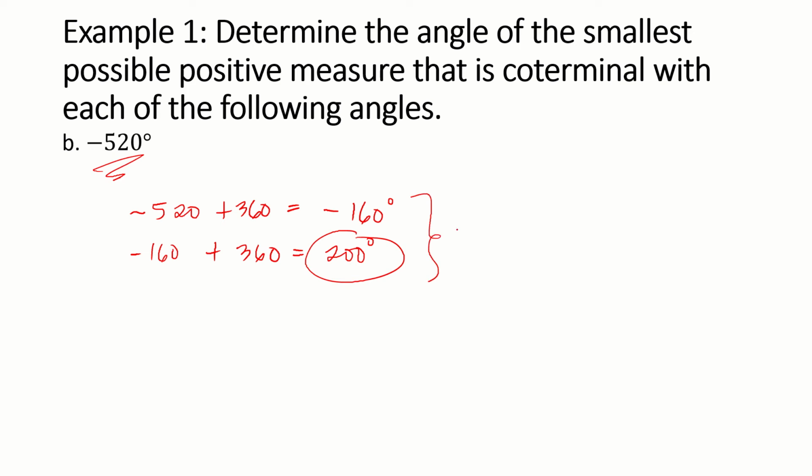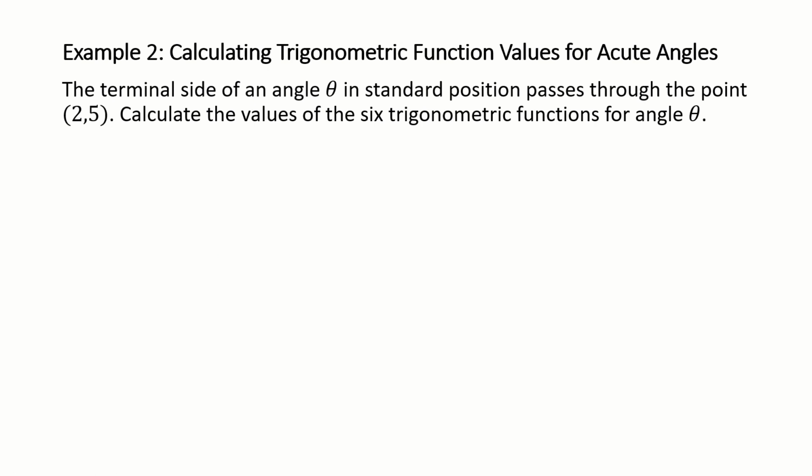You can also present your answer by having this, negative 520. Since this is negative, add. Then we need to multiply 2 to 360 and then you will get 200 degrees. Okay, let's now continue to example 2.